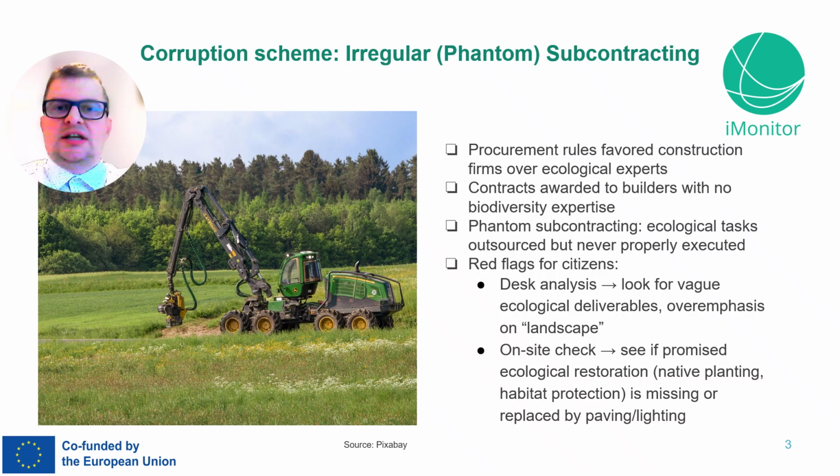Other warning signs include benches and lighting installed where native plants were supposed to be, ornamental flower beds replacing wild meadows, or freshly cut trees standing where habitat protection was promised. Even the absence of ecological monitoring reports or seeing construction debris left in natural areas can be a giveaway. When biodiversity funds produce urban beautification instead of ecological restoration, citizens should suspect misuse of money.